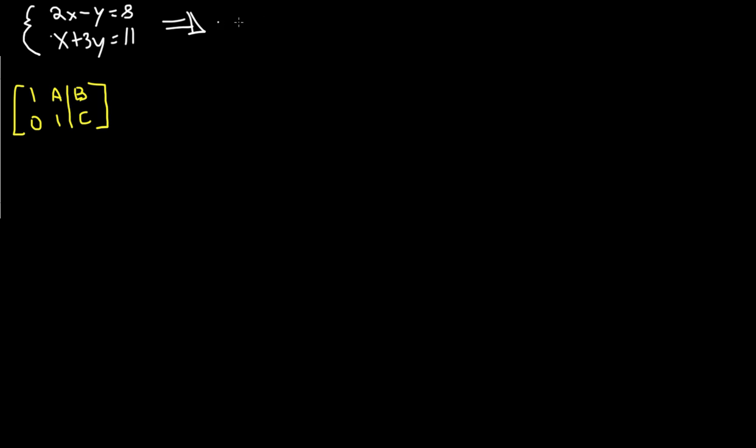So this is going to become 2, -1, 8 in the first row, and 1, 3, 11 in the second row. Okay? Now you see this 2 right here? We want that to be a 1. How do we do that? Well, according to one of the rules, we can multiply the second row by -2. I take that back. To get this to 1, all we got to do is divide by 2.